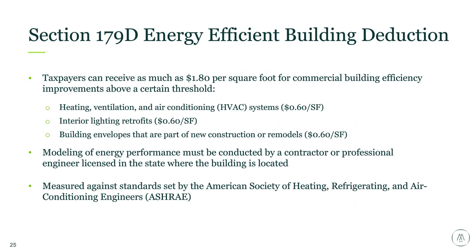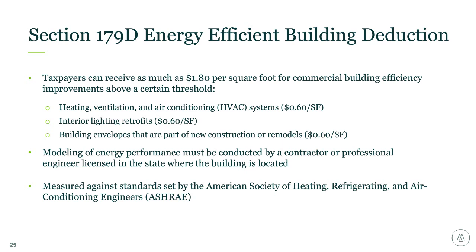So the deduction can be as much as $1.80 per square foot for commercial building efficiency improvements above certain thresholds for 3 distinct categories, and each of these categories receives 60 cents per square foot. So it's HVAC systems, interior lighting projects, and building envelopes. All these have to be part of new construction or remodel projects. So let's say you owned a 100,000 square foot building and you qualify for all 3 deductions. So your total Section 179D deduction would be $180,000, so pretty simple math.